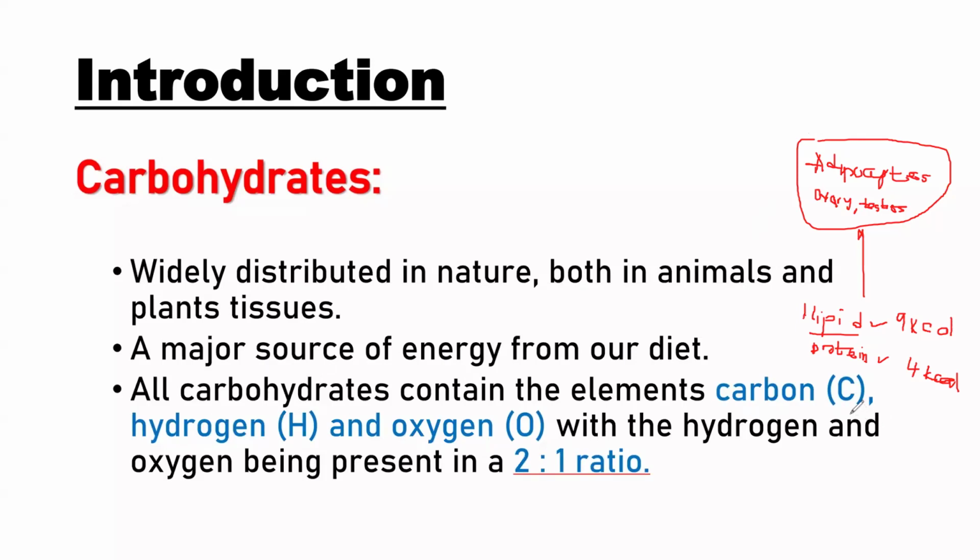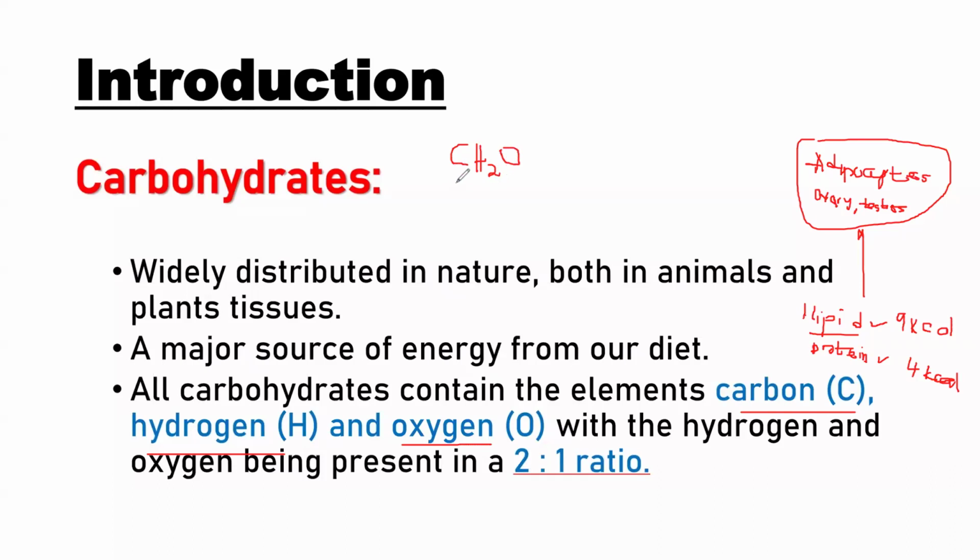And then now, all carbohydrates contain elements, and these elements are carbon, hydrogen, and oxygen. So these are the elements that are present in carbohydrates, and they are in a ratio of 2:1. In fact, carbohydrates have a general formula, and this is the formula, CH2O. This is the empirical formula of carbohydrate.